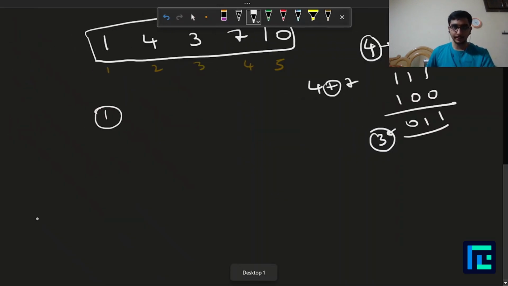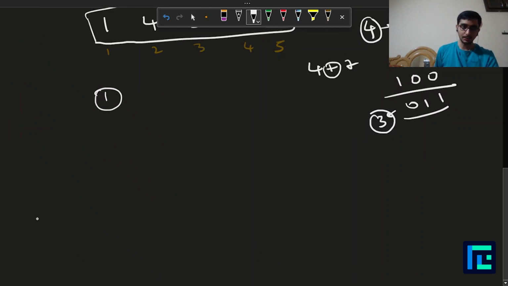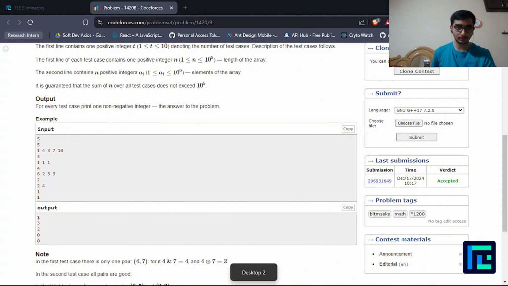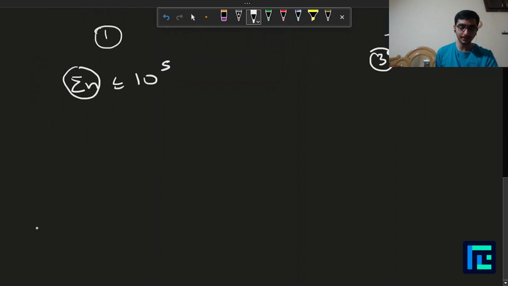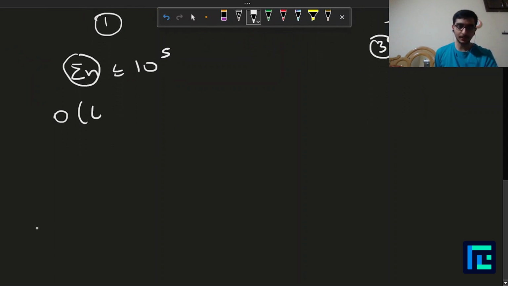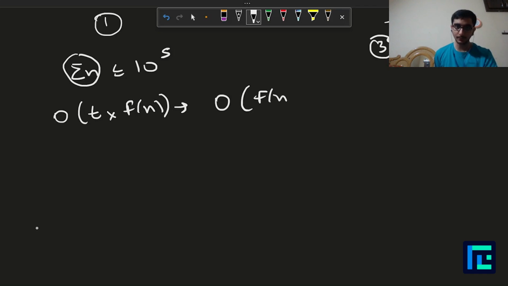Now let's discuss the expected time complexity. We are given that the sum of n over all test cases is less than or equal to 10^5. Let's check that. Yes, indeed it is 10^5. As there is a bound over the sum of n over all test cases, instead of writing the time complexity as O of t times some function of n, I can simply write it as O of f of n, because n has a bound over the sum of all test cases. So I don't need to include t.